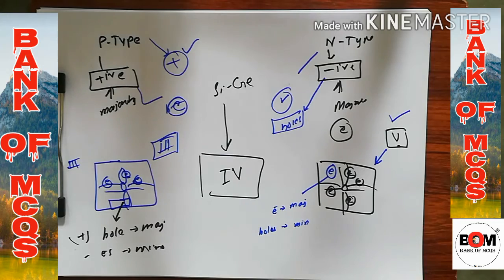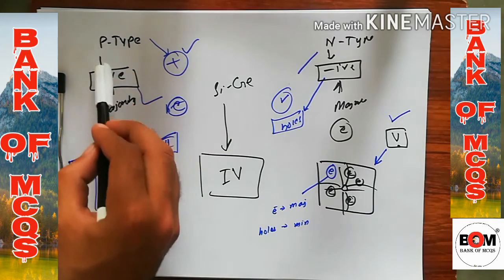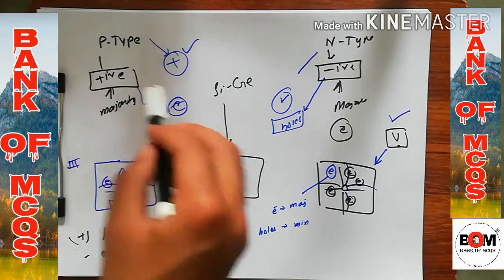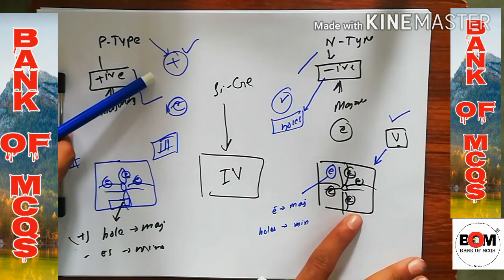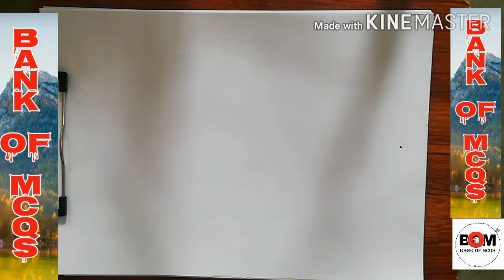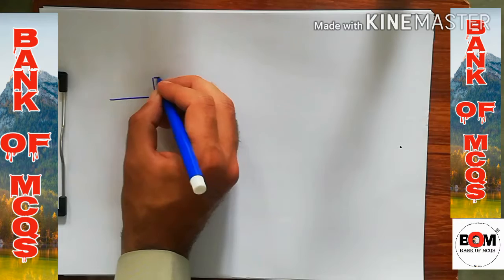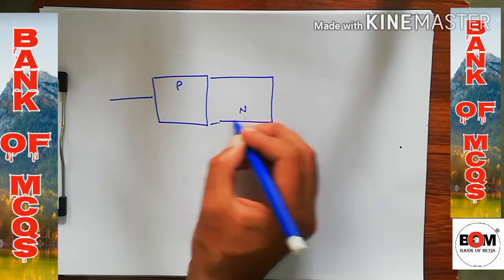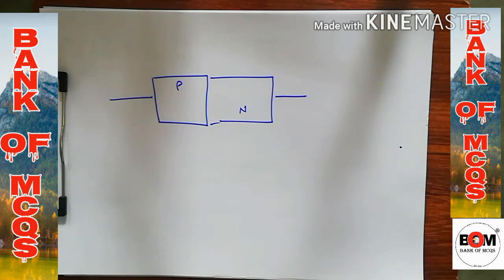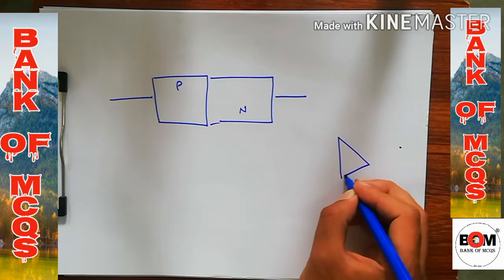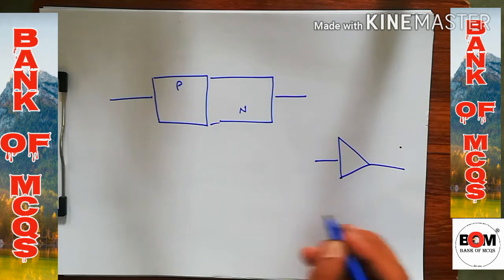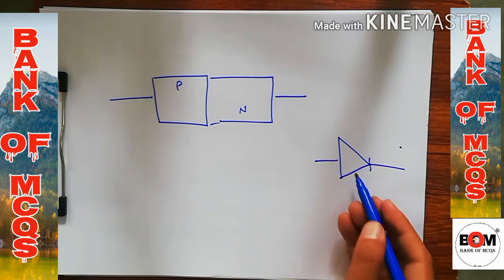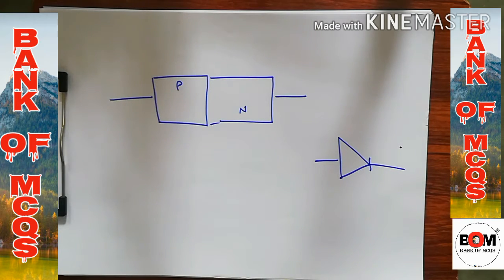Now the next is the PN junction. If we combine a P type semiconductor and an N type semiconductor, we call it a PN junction. Now if we join the P semiconductor to the N semiconductor, we call it a PN junction. This can also be drawn like this. This is for P, this is for N.